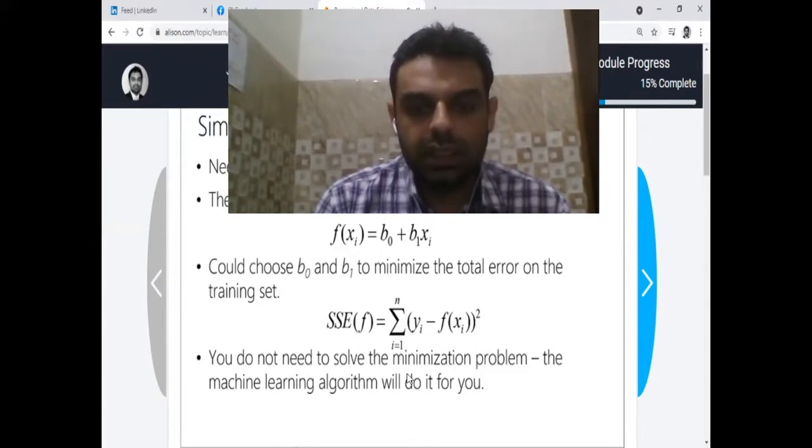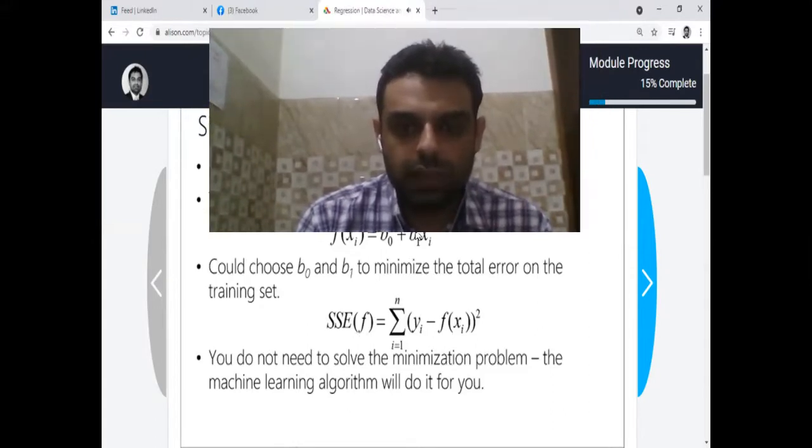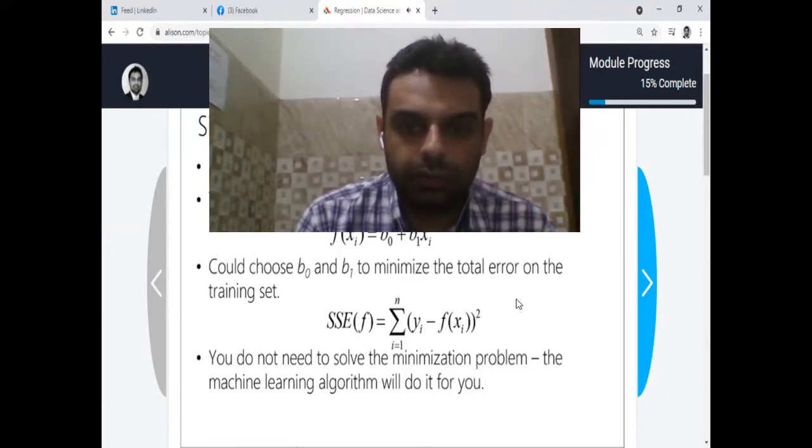The good thing is that you don't have to solve these equations. The computer will do this for you. Every minimization problem is done automatically. Machine learning algorithms will do that for you.